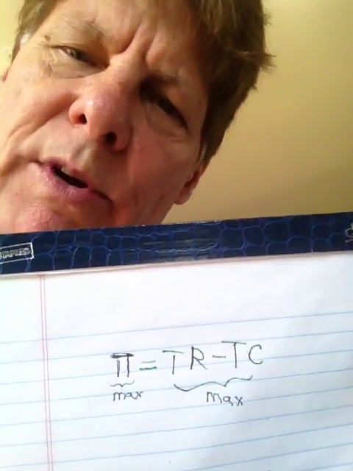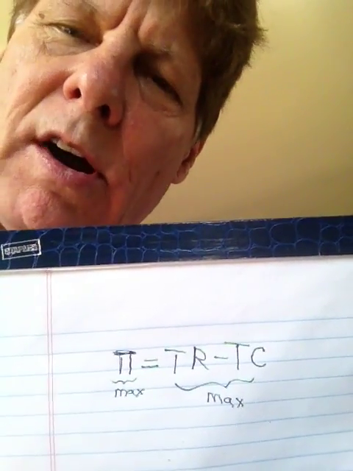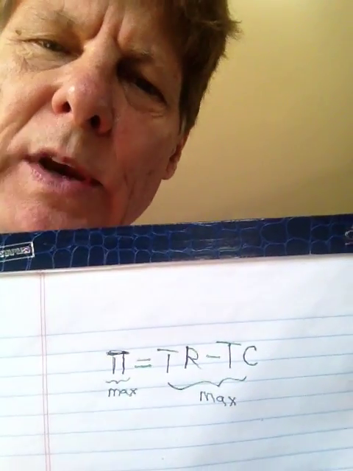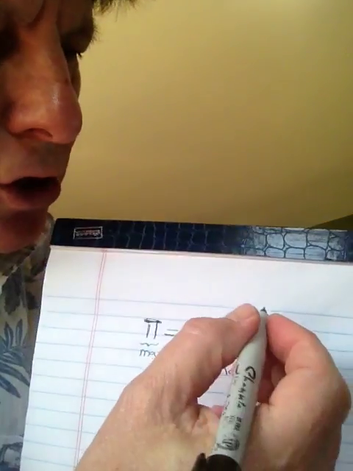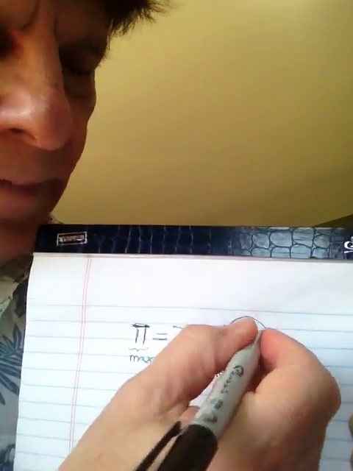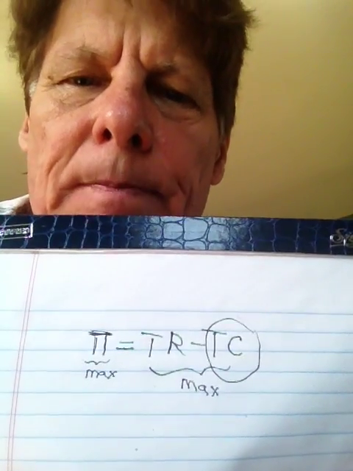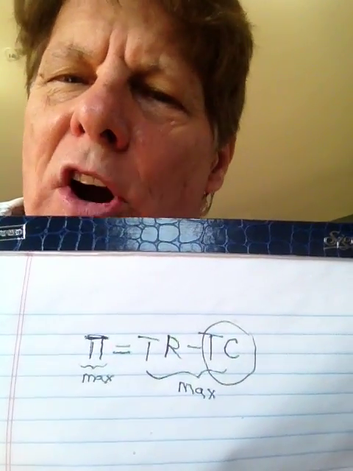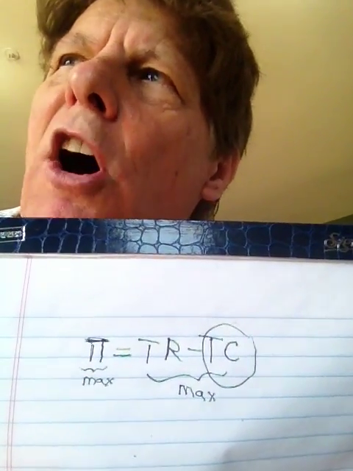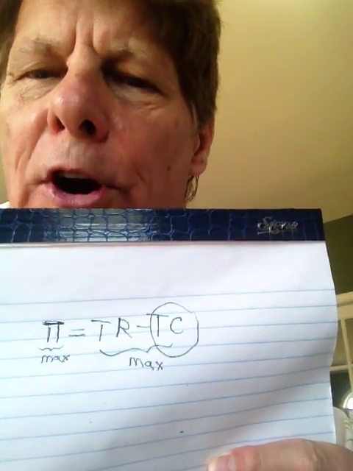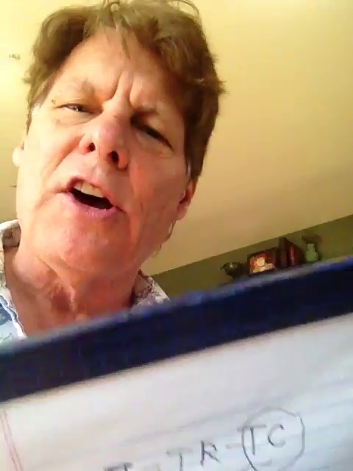Now, which should we start with first? Total revenue or total cost? As you know, we have started with total cost. We've been looking at those cost relationships, the long-run cost relationships and the short-run cost relationships. The reason that we started with cost is because once we understand the cost relationships for one firm, we understand the cost relationships for all firms.